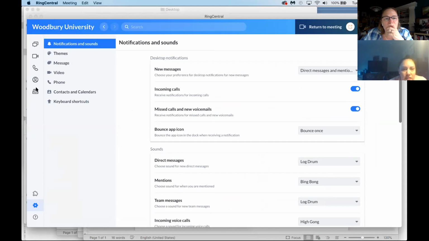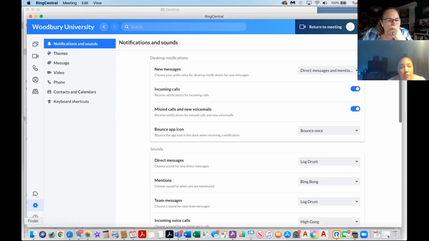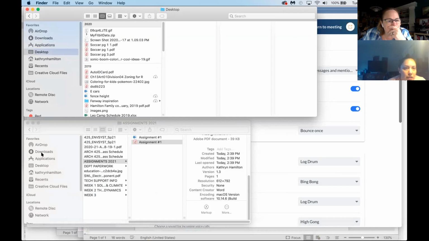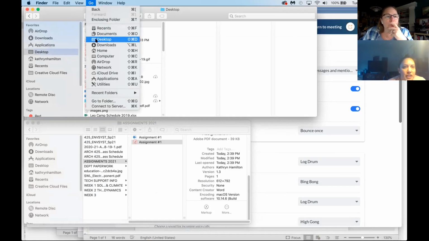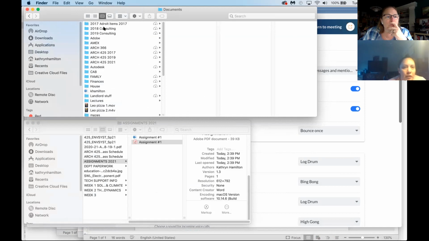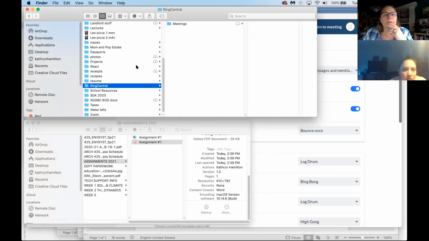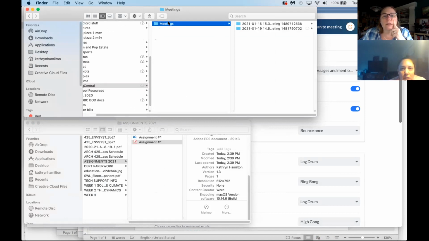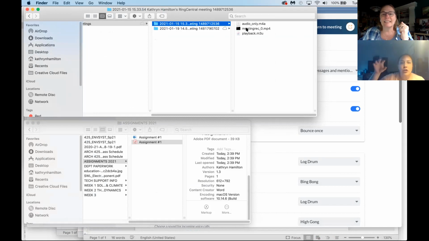Users, okay, so I think this is it right here. Documents and RingCentral meetings. Can you go to your documents folder and see if you have a folder in your Finder window? Or you must have taken it off. There you go. Do you have a RingCentral? There it is, RingCentral. Meetings. Yes. There's the recording. If you go into each one, they have the audio and the playback. There you go. Perfect. Awesome.